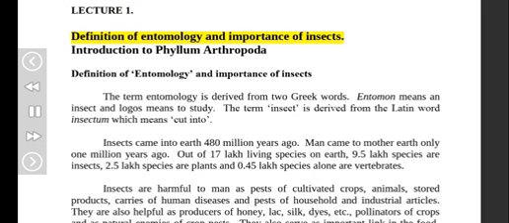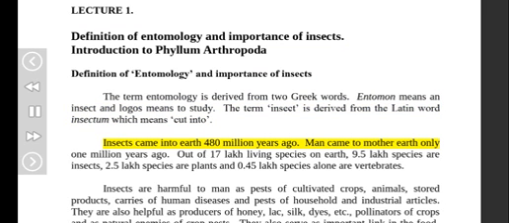Lecture 1. Definition of entomology and importance of insects. Introduction to phylum Arthropoda. The term entomology is derived from two Greek words. Entomon means an insect and logos means to study. The term insect is derived from the Latin word insectum, which means cut into.